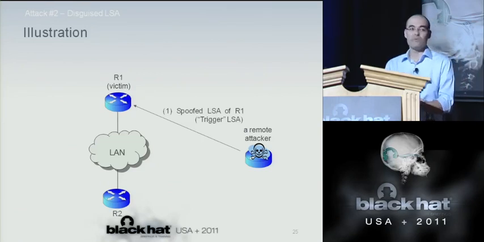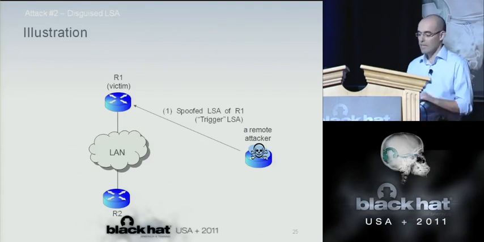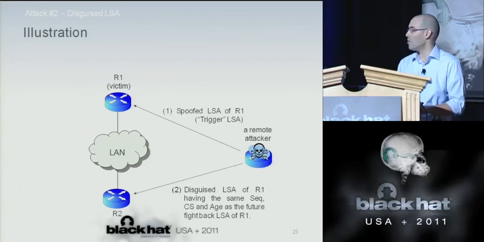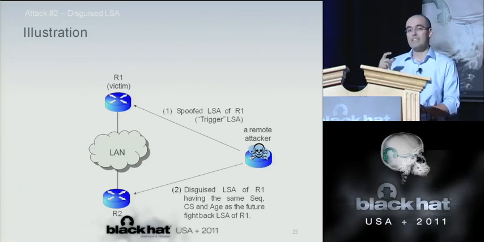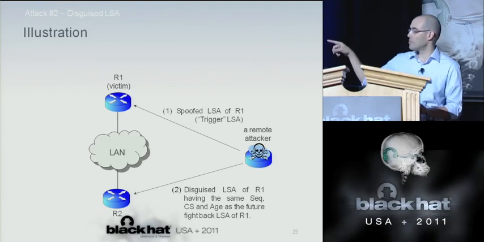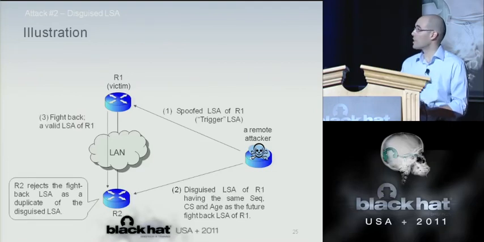This is called the trigger LSA, the sole purpose of which is to simply annoy the victim and make it send out a correcting LSA, the fightback LSA. At the same time, the attacker sends out a disguised LSA of R1, disguised as the future fightback R1 is about to send out, having the same sequence, checksum, and age of the future fightback.